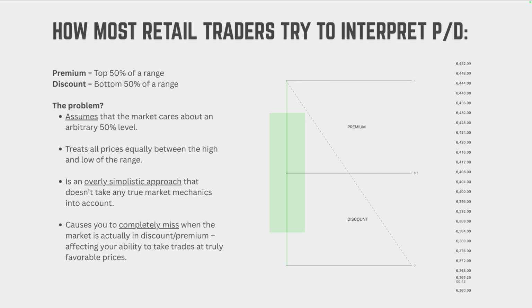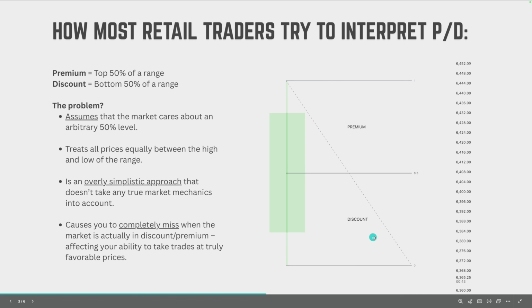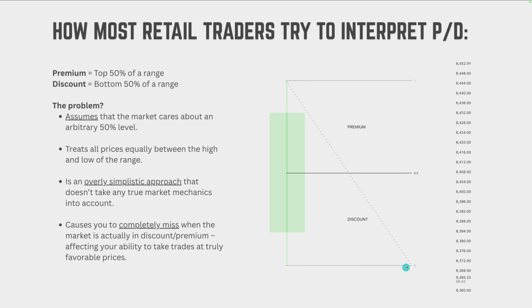The way that most retail traders are trying to interpret premium and discount is the way that's common with ICT traders, smart money concepts traders, you name it. Most traders who are self-taught are learning to measure premium and discount in this way. Again, premium is the upper 50% of a range, discount is the bottom 50% of the range, your midpoint here. The problem with this is that it assumes that the market cares about an arbitrary 50% level, because there's nothing else that makes this price point important other than that fib or that range you've drawn across. There is literally nothing based on data or logic that makes that price point important.